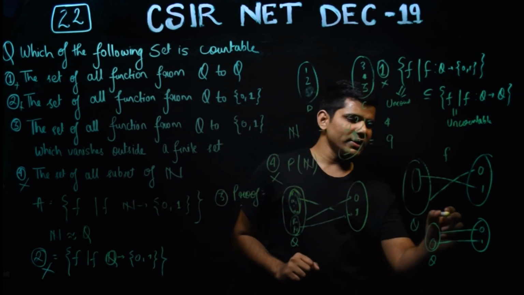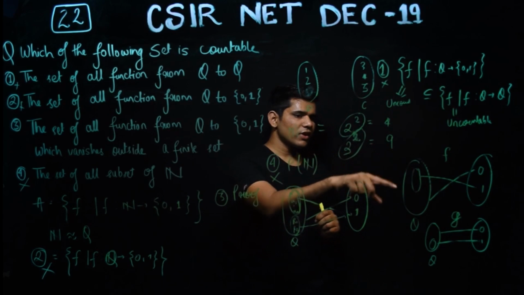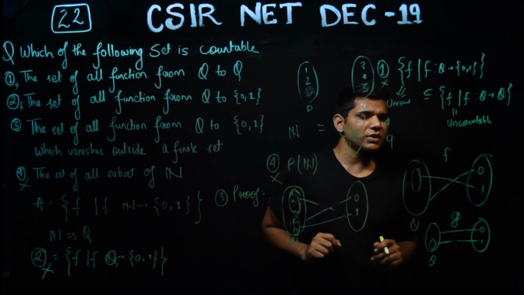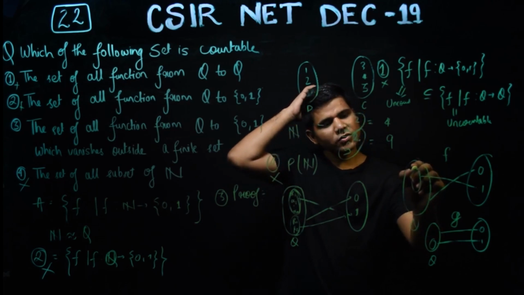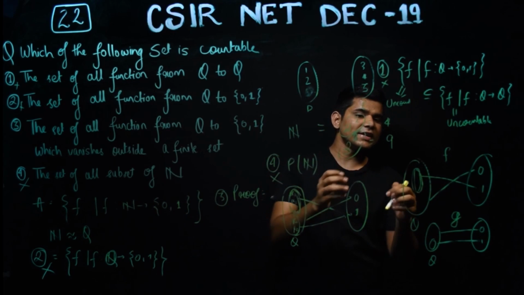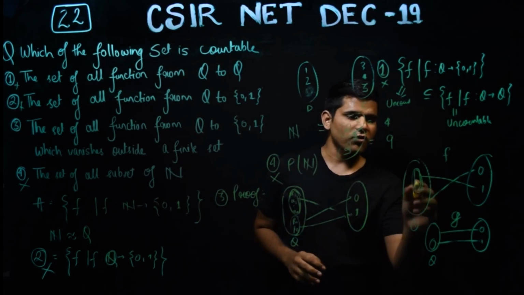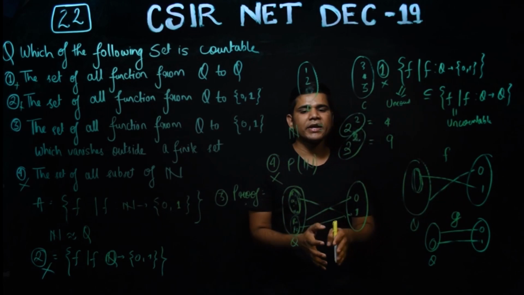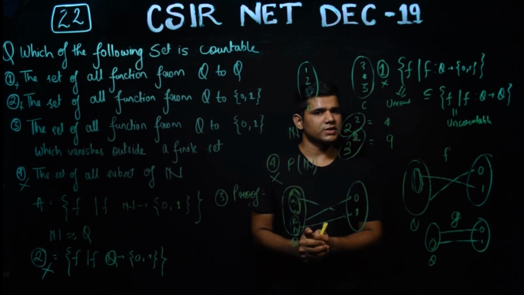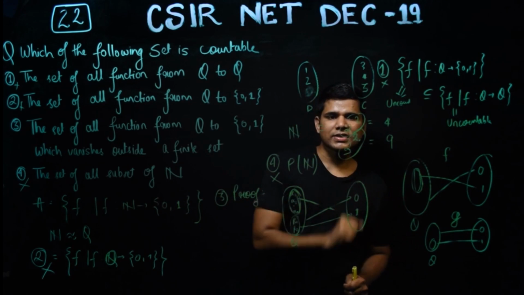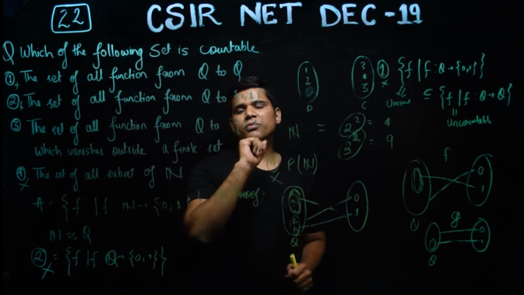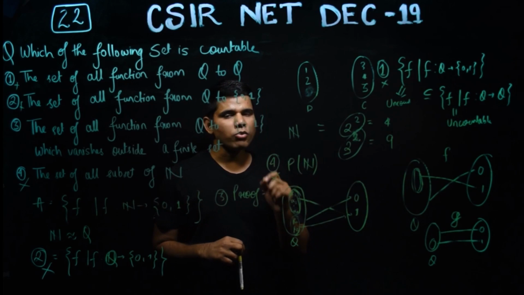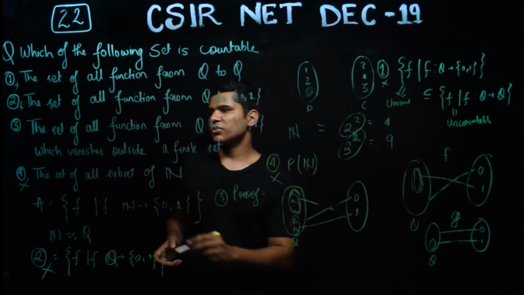These two functions are actually different, right? What makes them differ? This set makes them differ. If you change this set, you will get a different function. So from here you can conclude that the number of such functions is totally dependent on the number of finite subsets. So the set of all functions from Q to {0,1} which vanish outside a finite set is countably infinite. So the third option is correct.